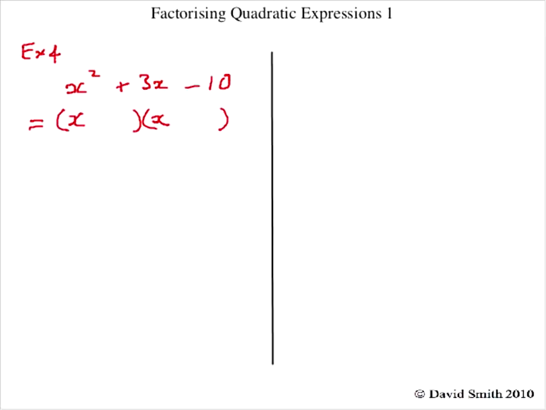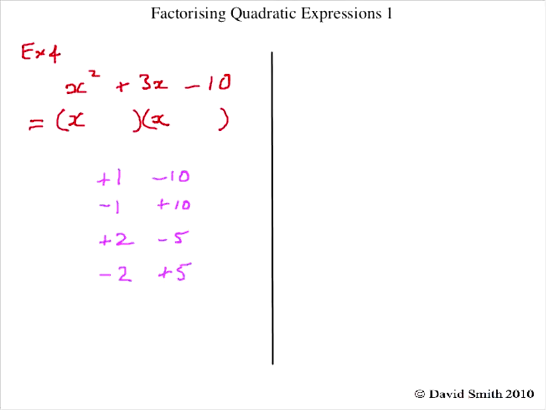Now, why is this example different to the previous ones? Well, this time we're looking for a pair of factors that multiply together to give minus 10. So their signs will have to be opposite. I could have plus 1 multiplied by minus 10, but equally I could have minus 1 times plus 10, plus 2 times minus 5, or minus 2 times plus 5.